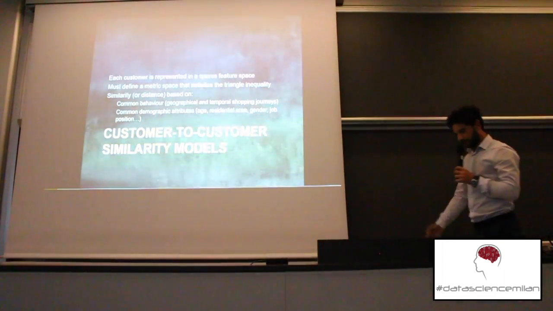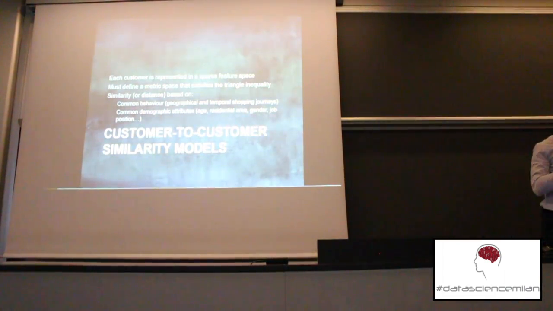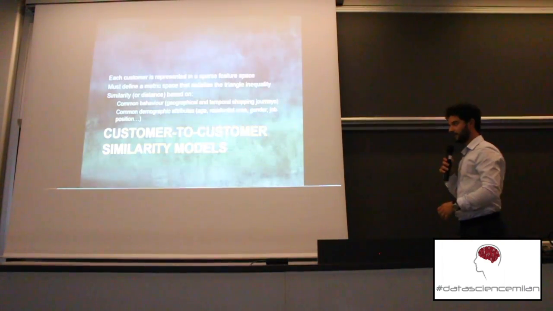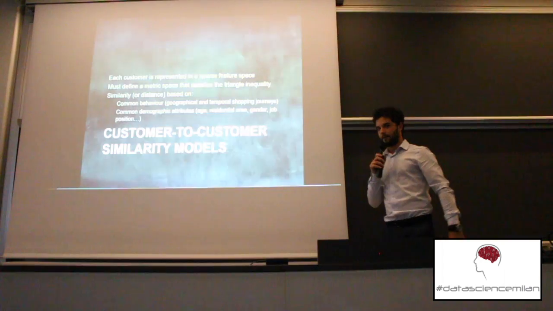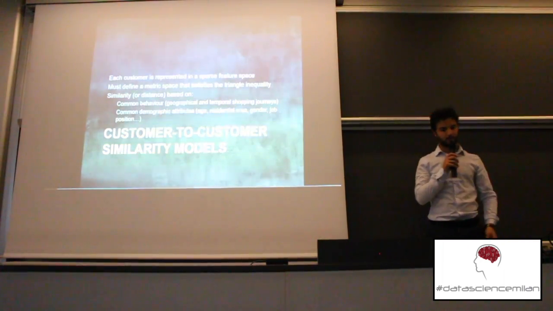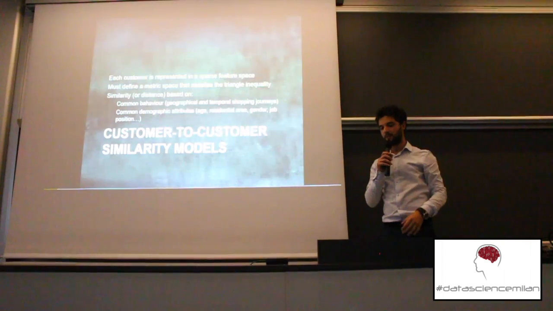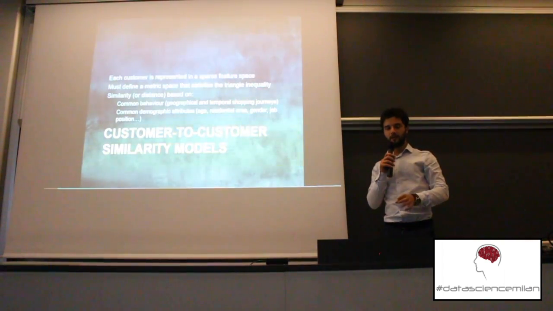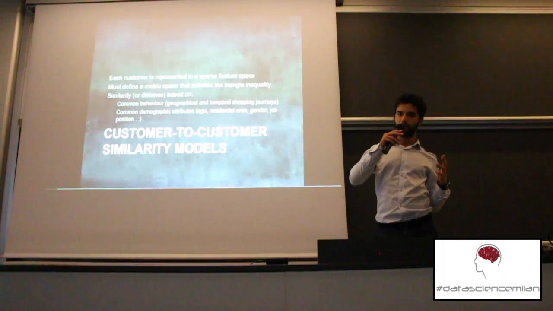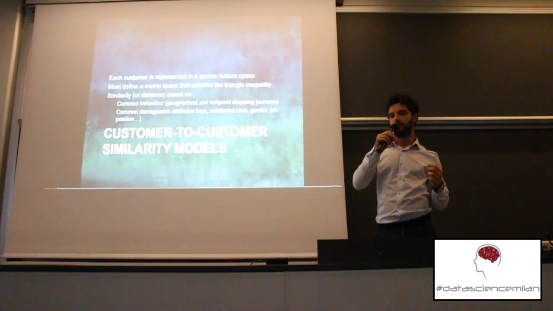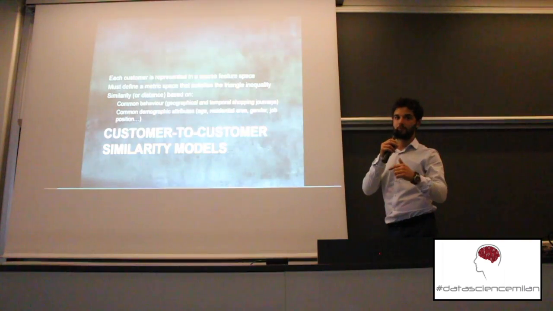Now we're going to go into things that are more interesting. The first family of recommenders is customer-to-customer similarity models. In very few words, you take one customer and project it into a feature space. Then you define a metric space so that if you have 2 customers, you can compute the distance, or the similarity, which is 1 minus the distance.